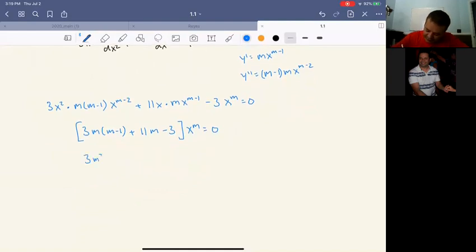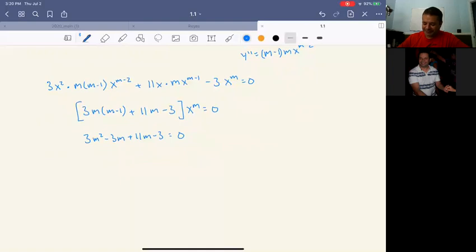3m squared minus 3m plus 11m minus 3 equals 0. I realize I just sounded like an android saying that, but okay. 3m squared plus 8m minus 3 equals 0. So this one's a little trickier to solve. You can always use the quadratic equation. I factor if I can. I look for two numbers that can multiply to 9, taking 3 times 3, and subtract to 8. So I could write this 8 as 9 minus 1.